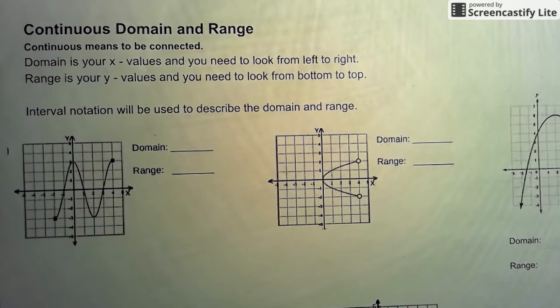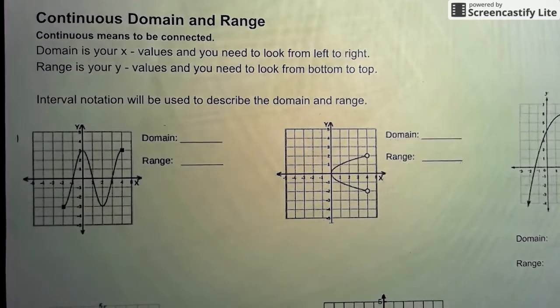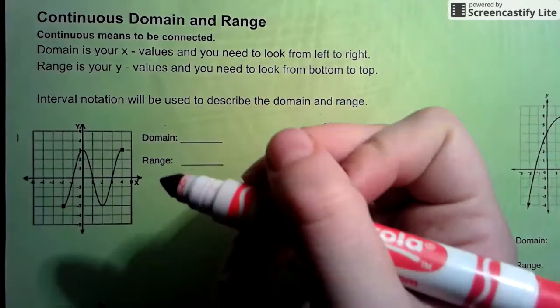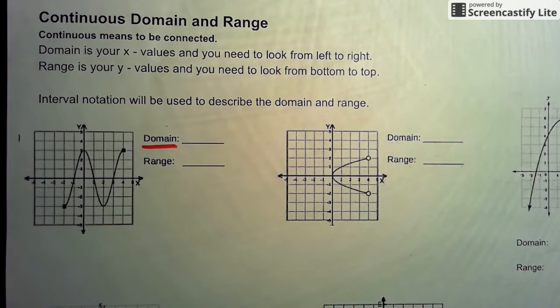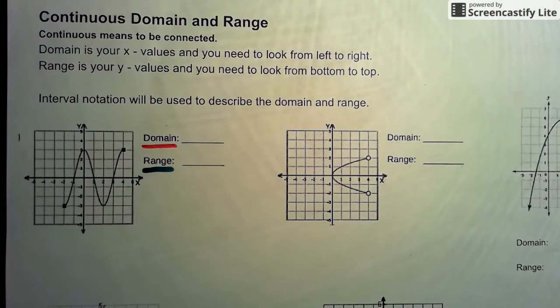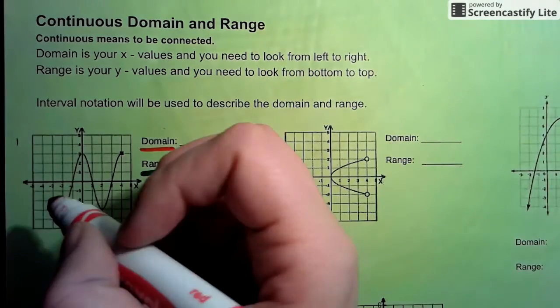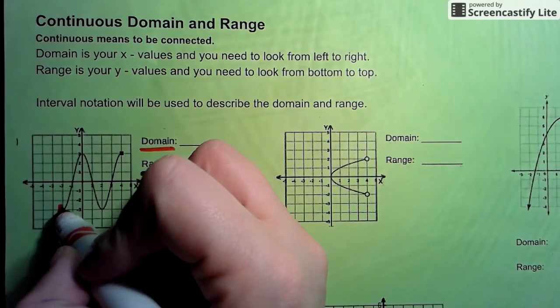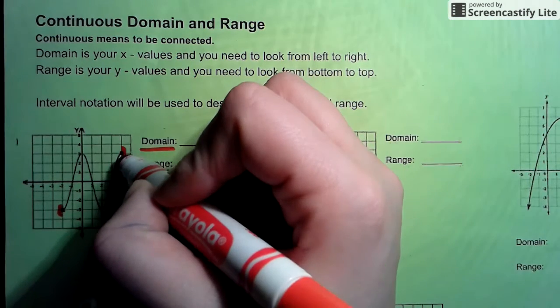Now, if you want to take out two different colors, that's going to be really important to identify where it starts and where it ends for each domain. I'm going to use red for domain, and I'm going to use green for range. My domain is going to be, you need to look from left to right to find my x values. So if you notice, my farthest left point is -2, and my farthest right point is 4 on my graph.